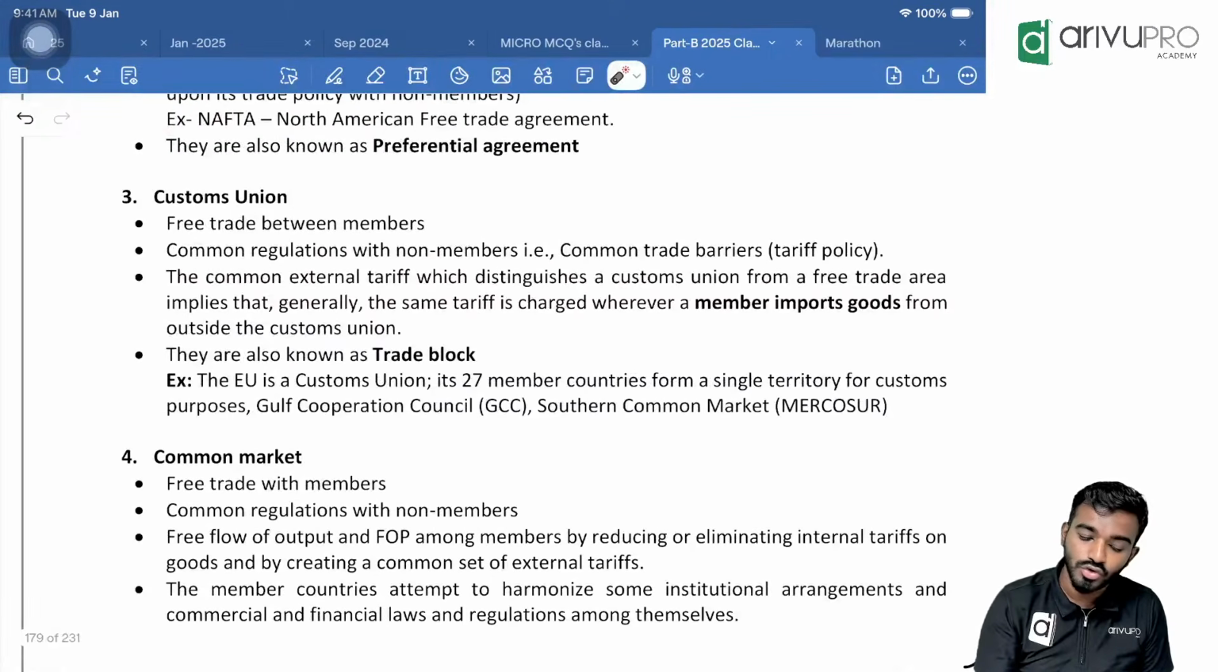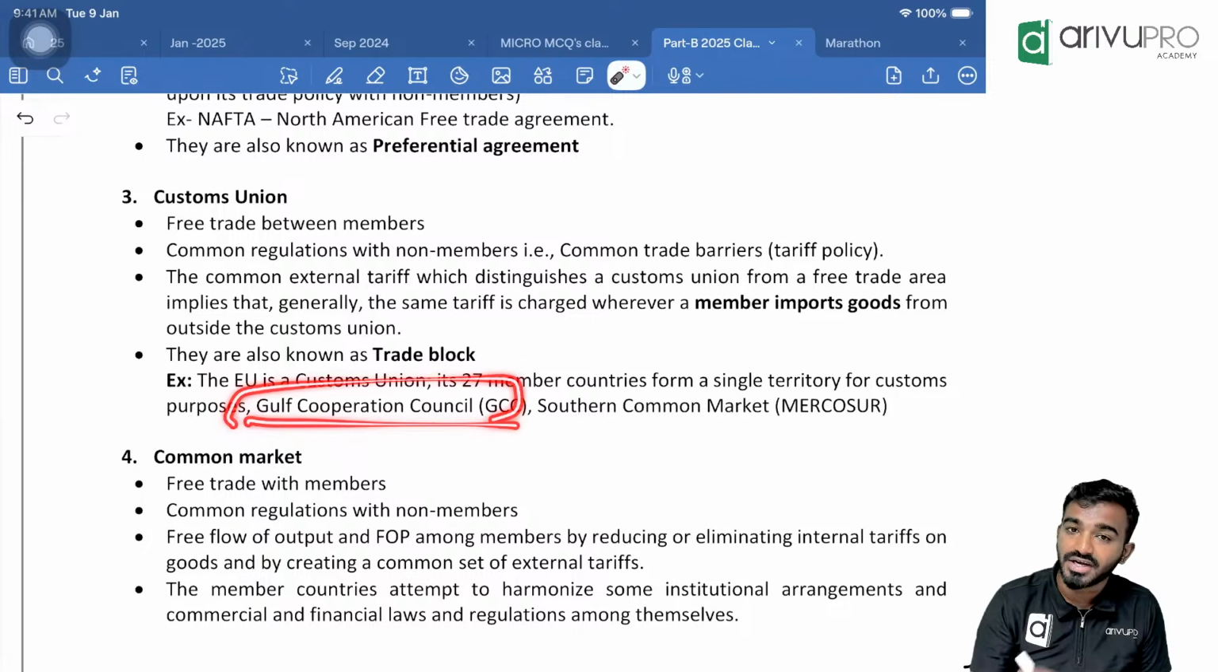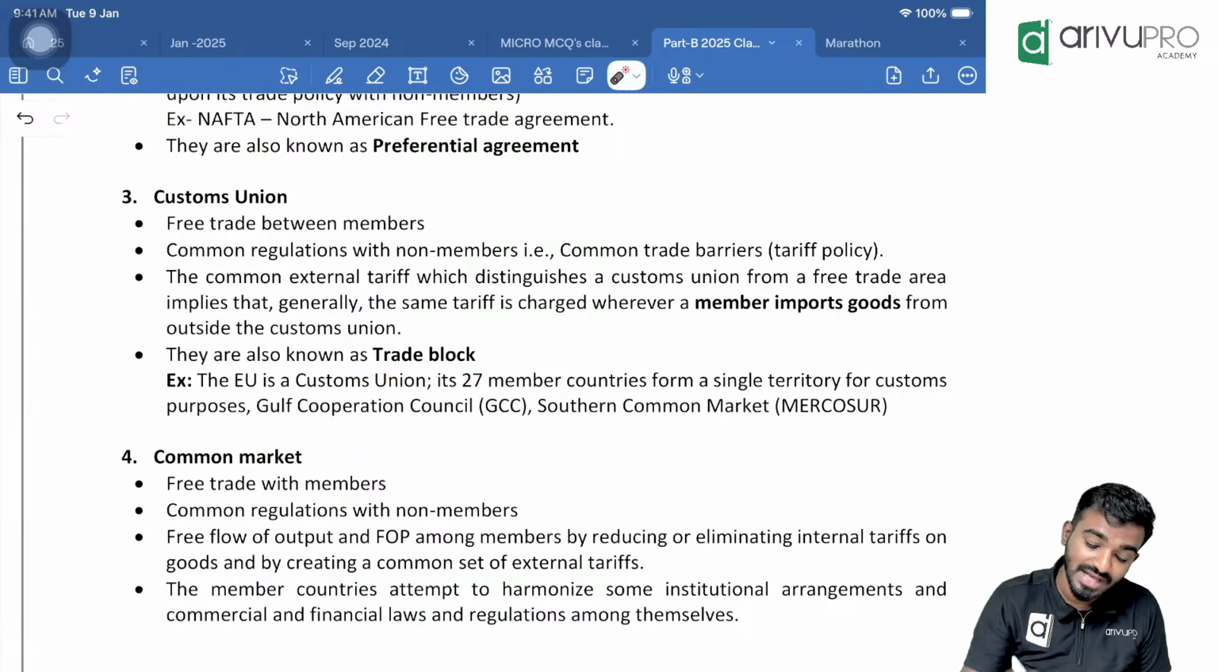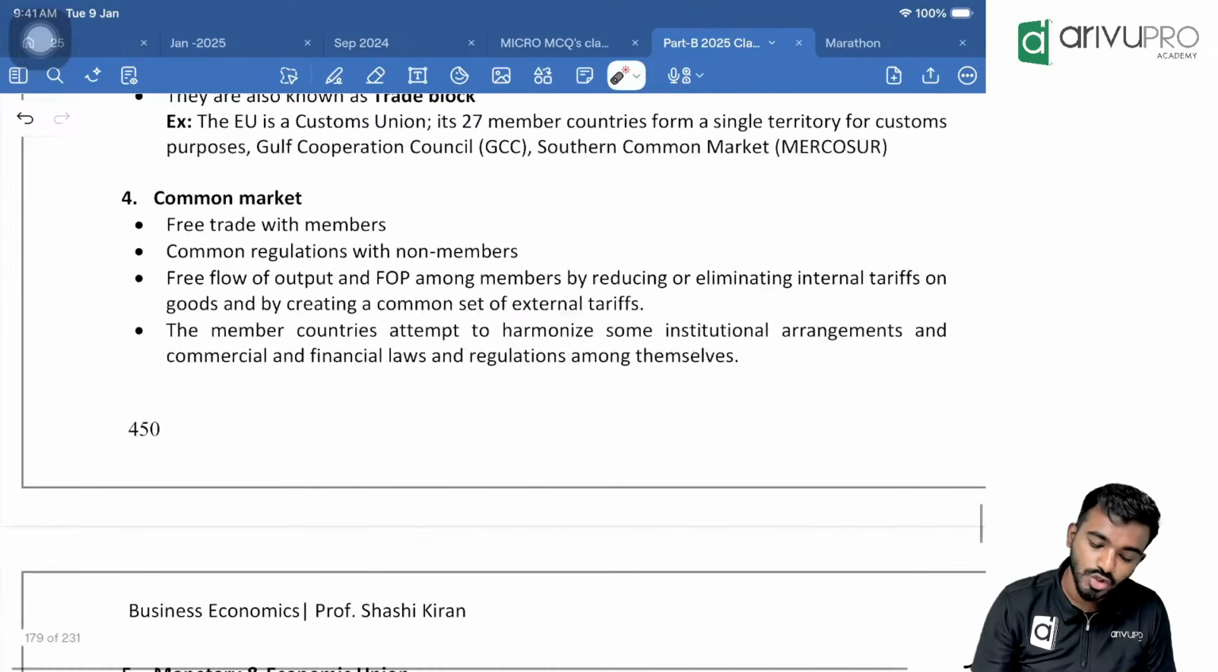Next, customs union. Between ourselves, we will have it free. With outsiders, we will have a common regulation, not only for exports but for imports also. Both export and import have common regulation. That is customs union. Whenever you see the word union, remember the European Union example as well as the GCC countries. Once they asked a question from GCC and European Union. Customs union is an example of GCC and the European Union, all 27 member countries. Next, common market.